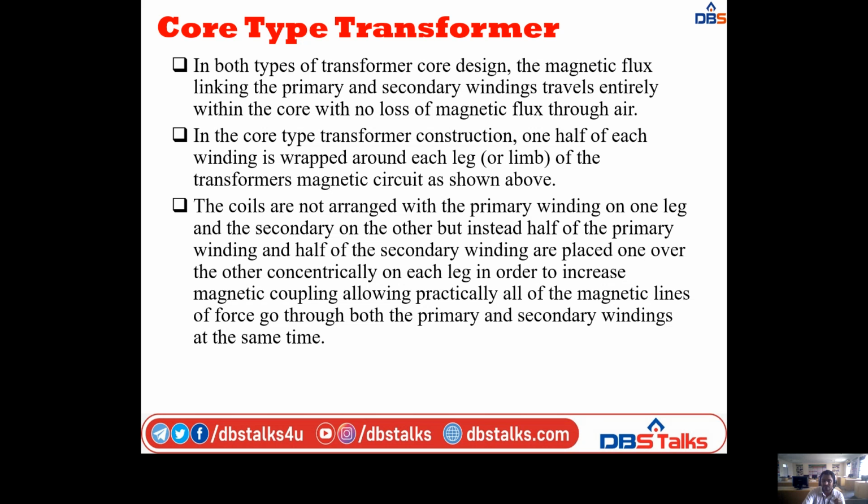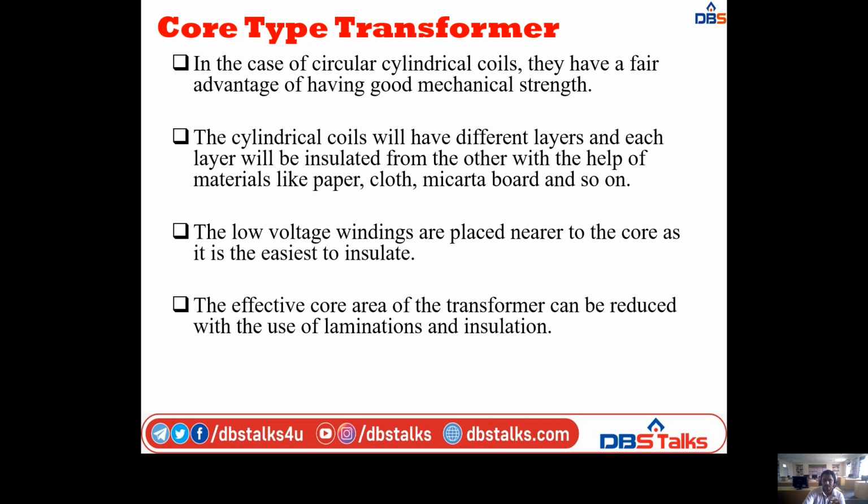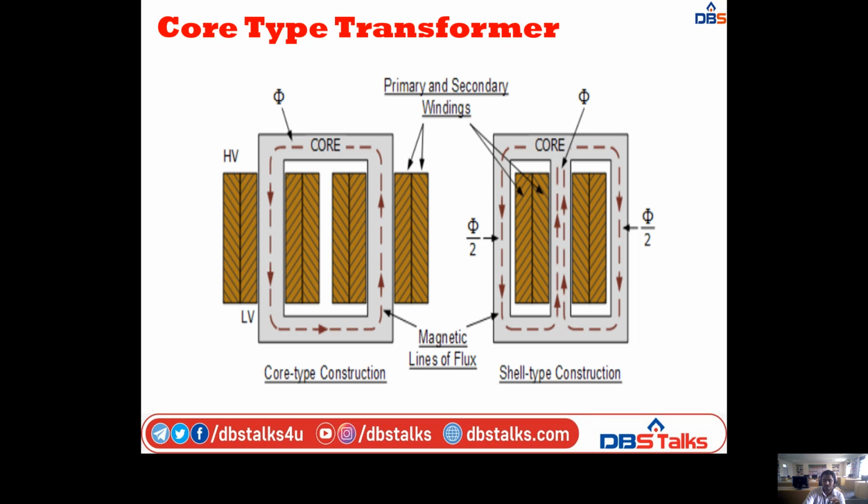In the core type transformer construction, one half of each winding is wrapped around each leg, that means limb, of the transformer's magnetic circuit. That is shown already here in the core type construction.